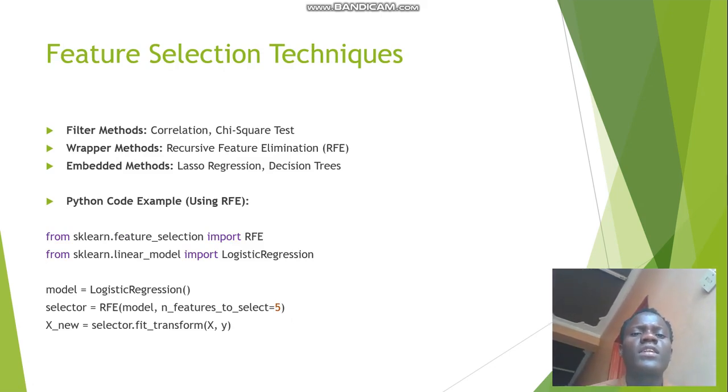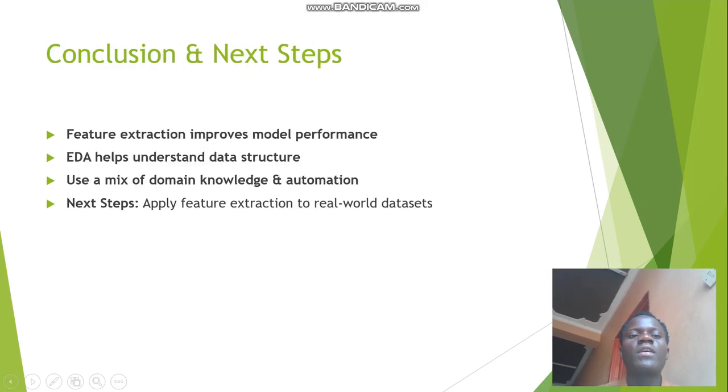Next, we have feature selection techniques. We have filter methods, wrapper methods, and embedded methods, with some examples. Then there is Python code. You import these libraries. When you go further to read this, the imported libraries, you know what I'm talking about. These are the libraries we fetched to help us run this code. As you see, we are running the model as logistic regression. The library imported will help us run it.